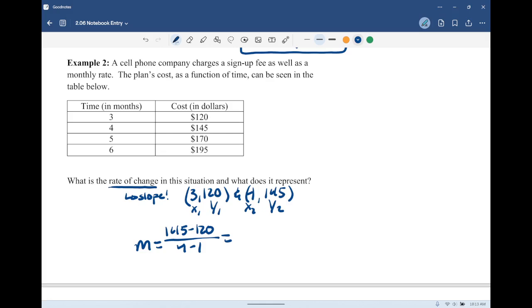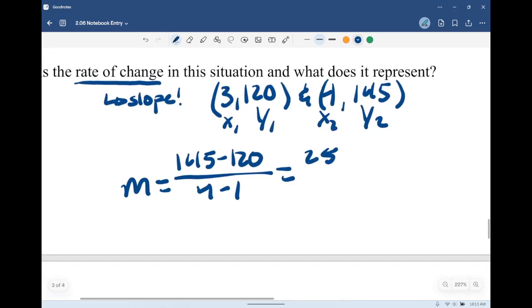1. What is 145 minus 120? 25 over, what mistake did I make? That should be 3. I should have 4 minus 3. I got 1 step ahead of myself because 4 minus 3, everybody is 1. So I should get 25 over 1, which is just 25. Now, I know slope is 25.